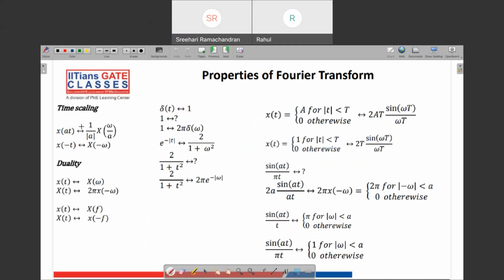Now the next property is time scaling. When you replace t with at in x of t, in the frequency domain this is what happens: your omega becomes omega by a, and the magnitude gets scaled down by a factor of a. So this is the time scaling property. You can extend it to time reversal by replacing a with minus 1. So the Fourier transform of x of minus t will be equal to X of minus omega.